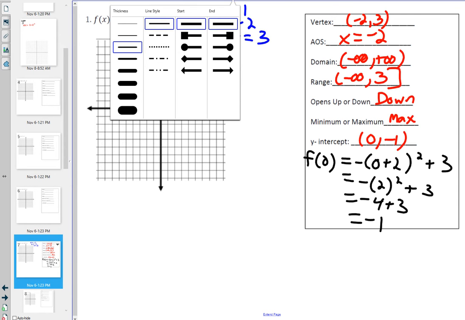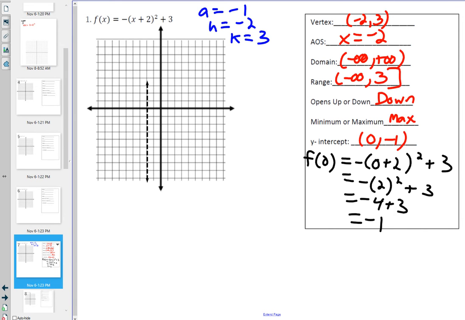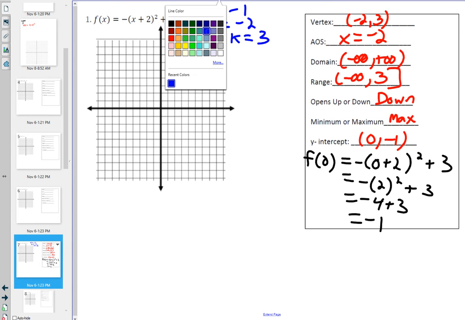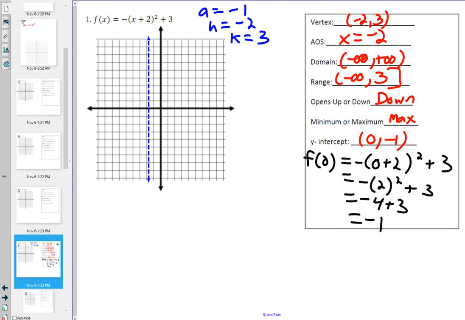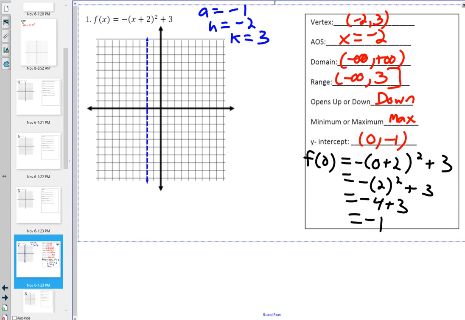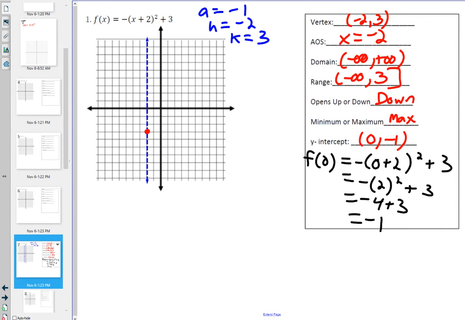Let's draw an axis of symmetry. And we know the vertex is going to be at -2, 3. We got that. And we also have, in this case, we took advantage and got the y-intercept already. Oh, sorry, I meant to say -2, 3. And the y-intercept is going to be at 0, -1.